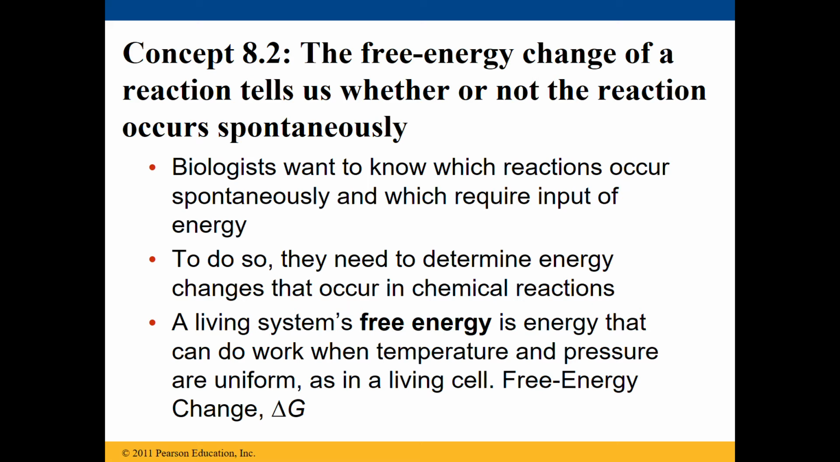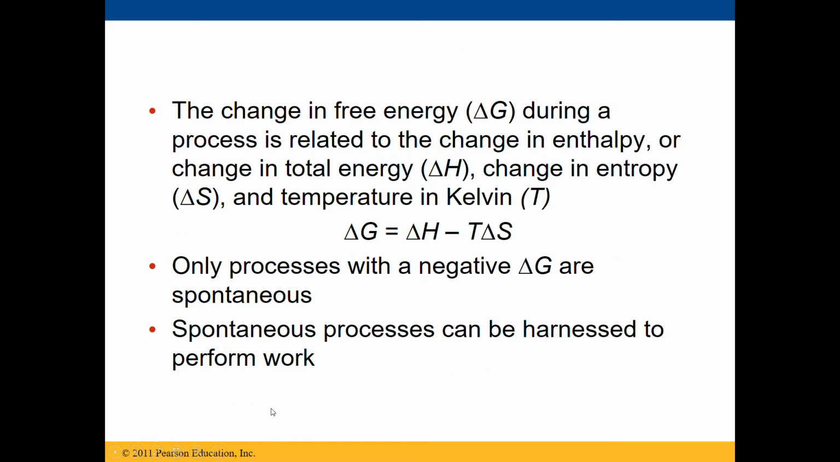So biologists want to know which reactions will occur spontaneously and which require an input of energy. To do so, they have to determine the energy changes that occur in chemical reactions. So a living system's free energy is the energy that can do work when the temperature and pressure are uniform. And free energy change is measured as delta G. So maybe you guys know this from math or something, but the little triangle sign here, delta, means change in, right? And G is going to be our free energy. So delta G means change in free energy.